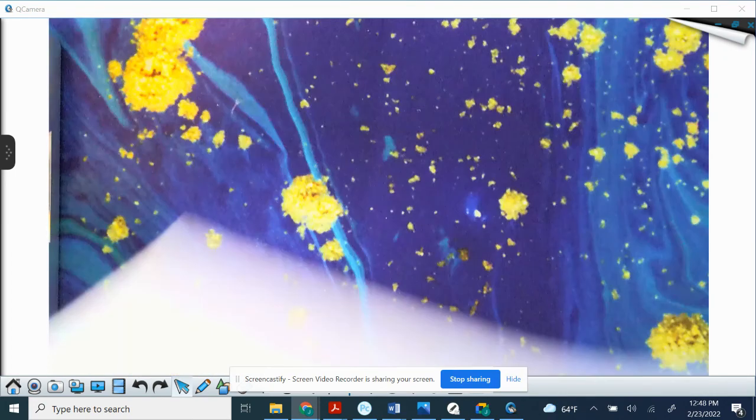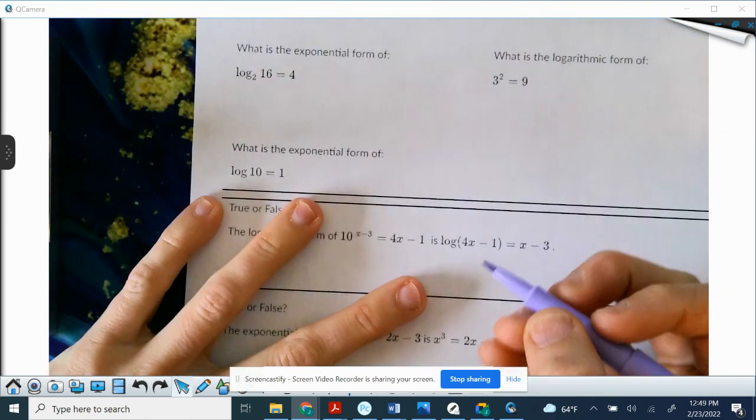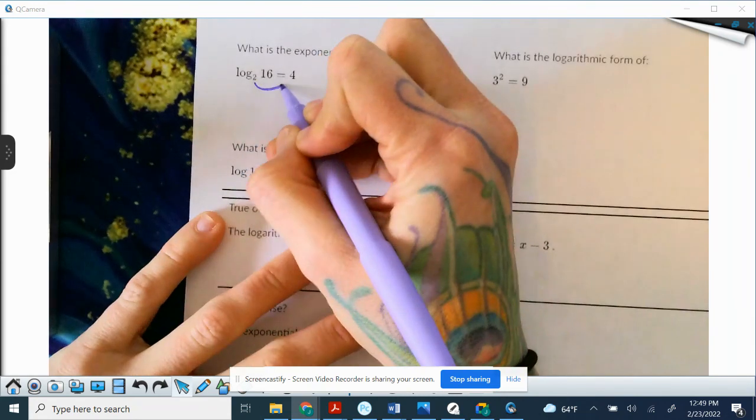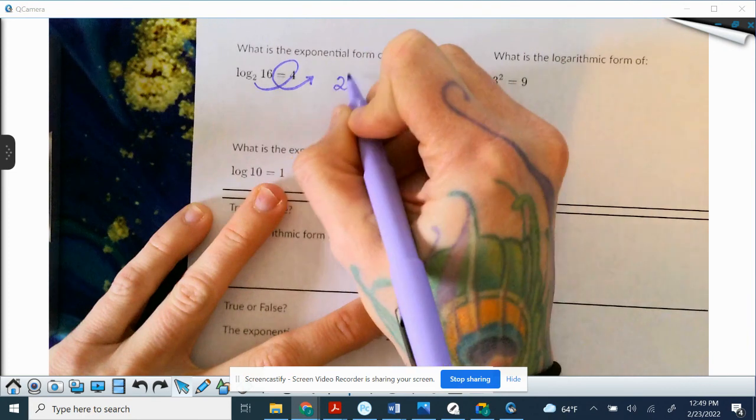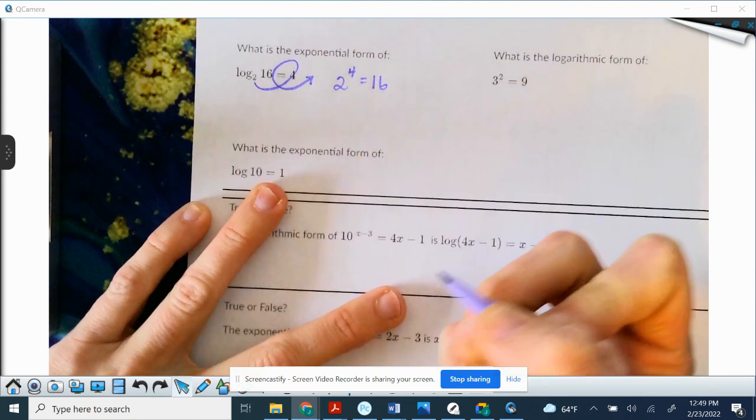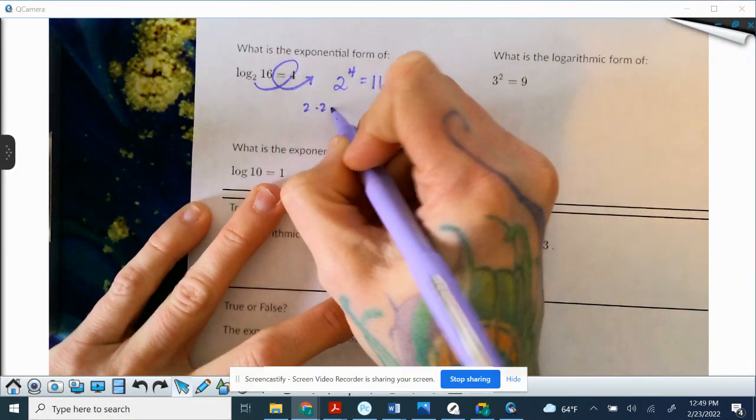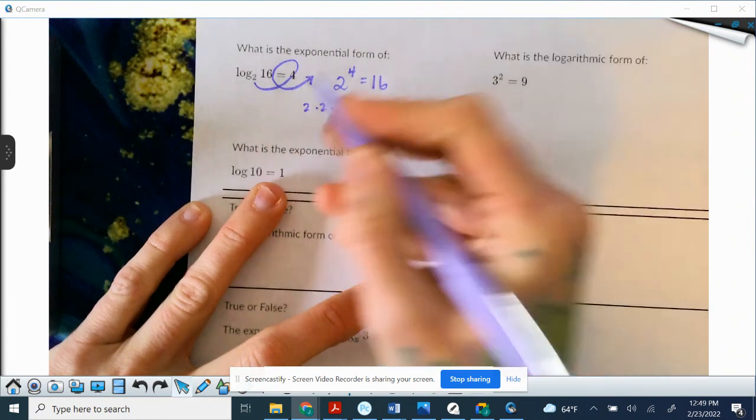All right. Put it in exponential form. So you're going to grab your base, go out, grab your exponent, come out with your output. So 2 to the 4th power equals 16, which is what we just talked about, because it's 2 times 2 times 2 times 2. So that's in exponential form.